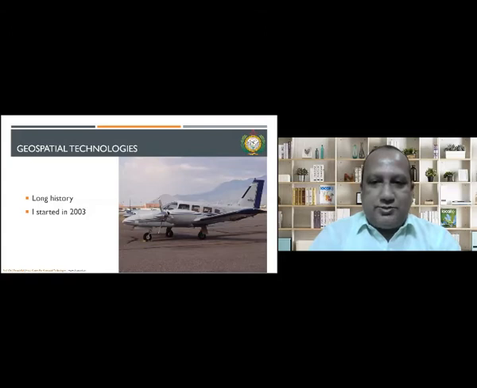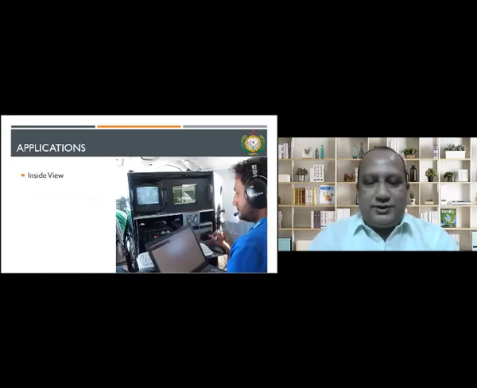So let's look inside this plane. This is the inside of the plane. In those times, in 2003, drones were not very popular. They were still evolving, so we didn't have a drone. My advisor, my teacher there, assembled the system, and again, it's a great example of geospatial technologies. You can see these small screens. These are all cameras, different cameras, and this is a thermal scanner. You can get thermal images.